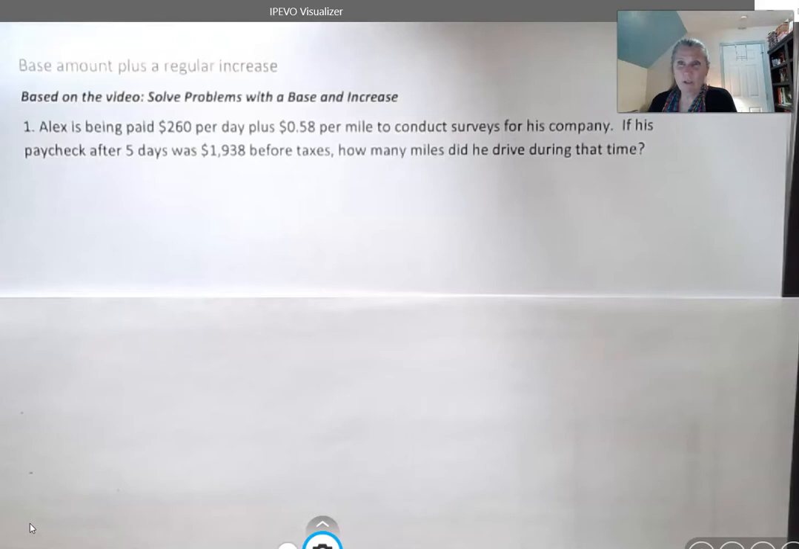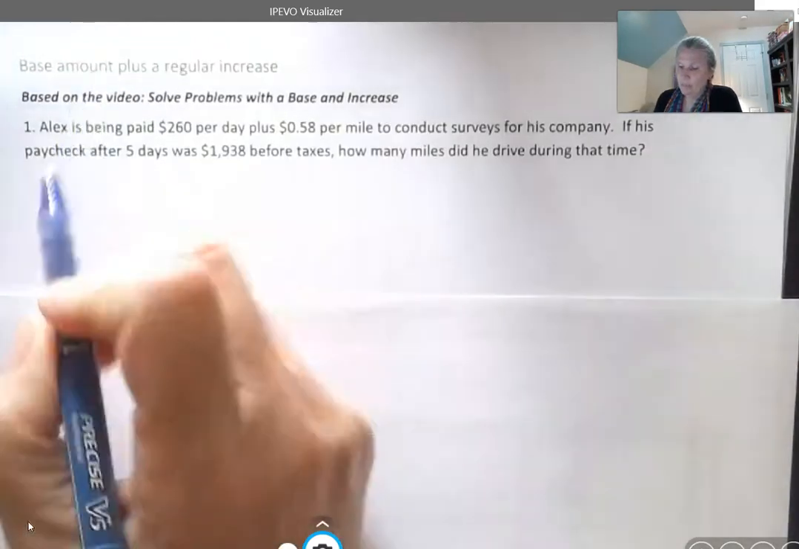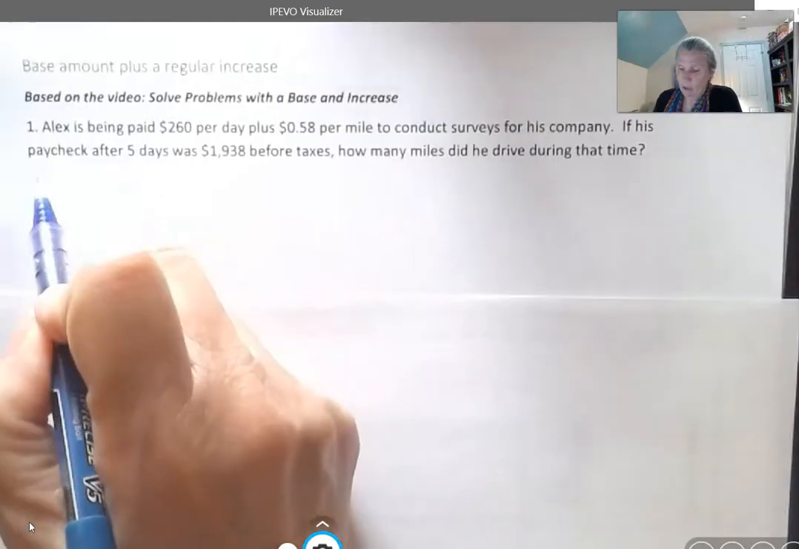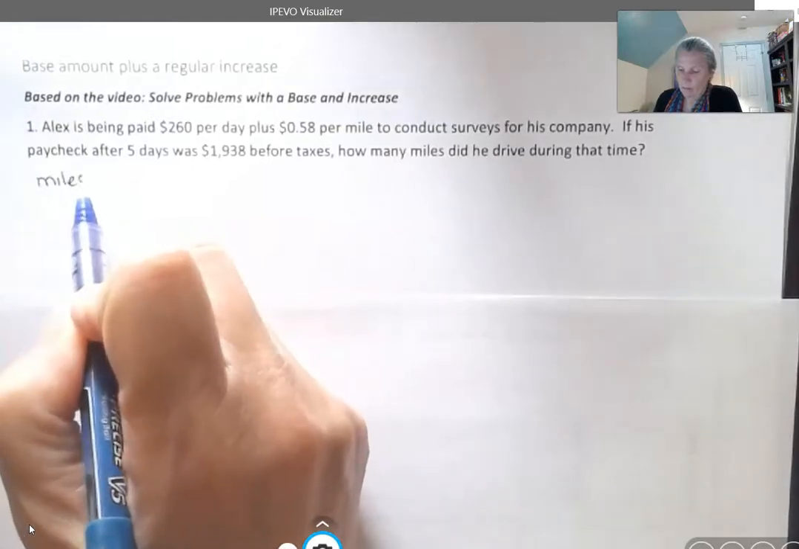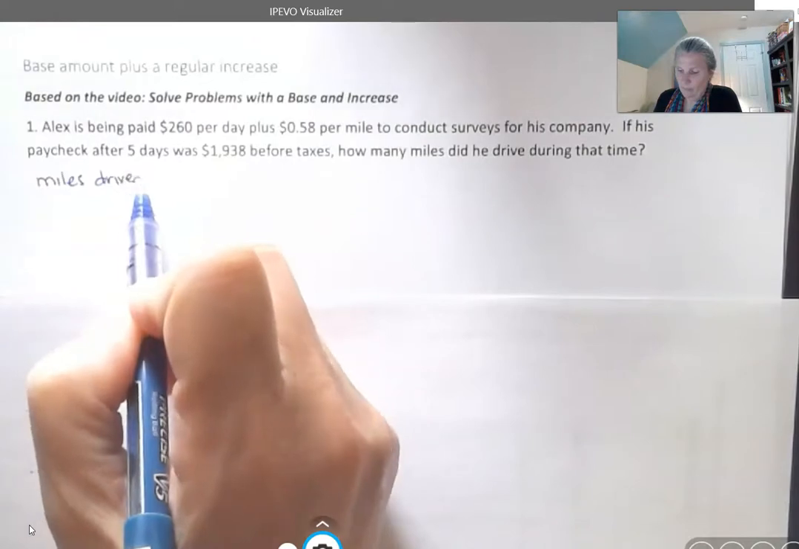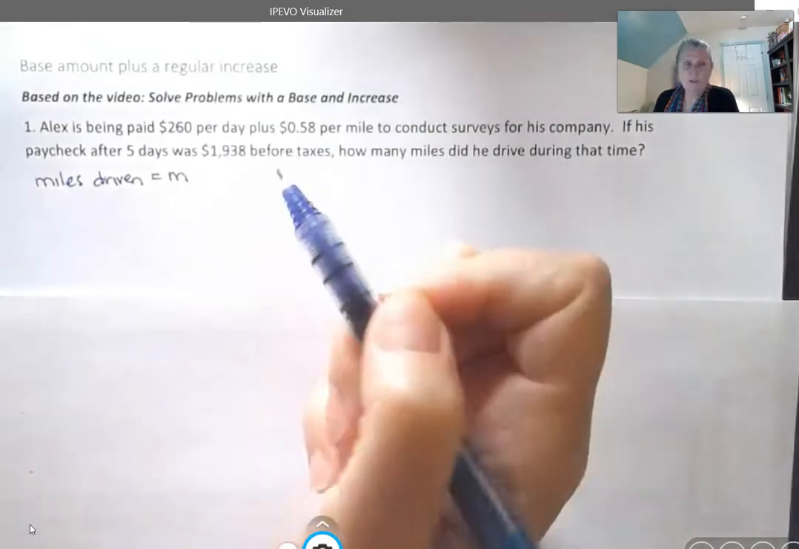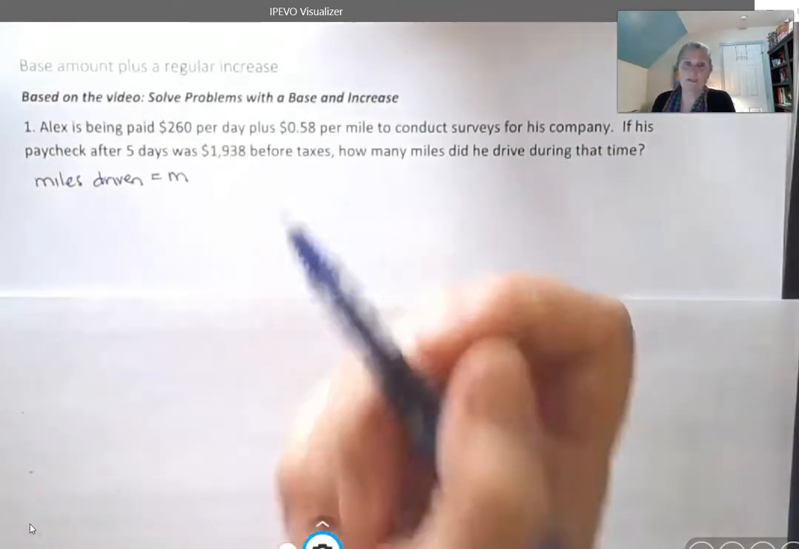So what are we looking for in this problem? We want to identify the unknown, and that is miles. So we're looking for the miles driven. And I'm going to call that M. I always try to use a variable that makes sense to me if I can.